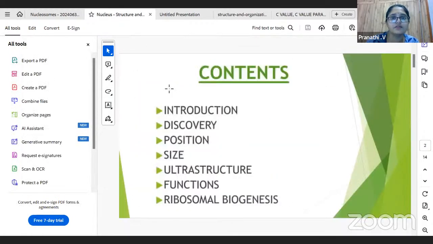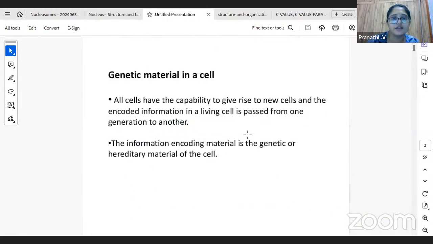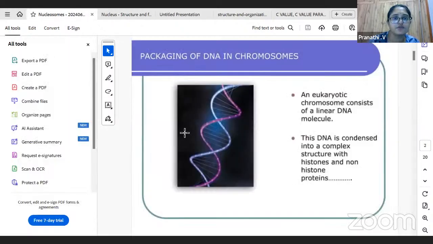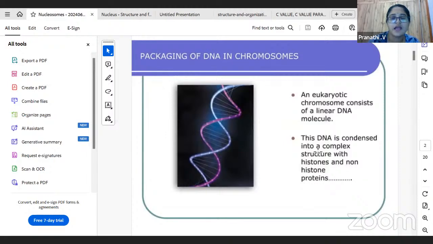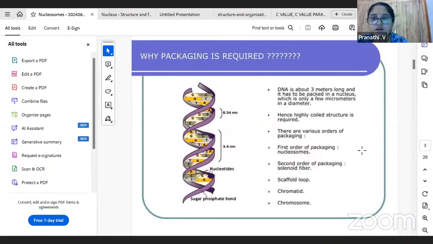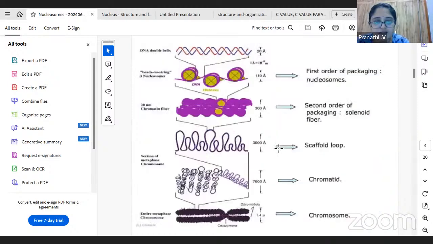We are done with that. We'll come to the nucleolus later. Molecular organization of chromosomes is also going to be there. And nucleosome packaging is going to be important because of the packaging of the DNA, and why it is necessary. We will just have a look at it.